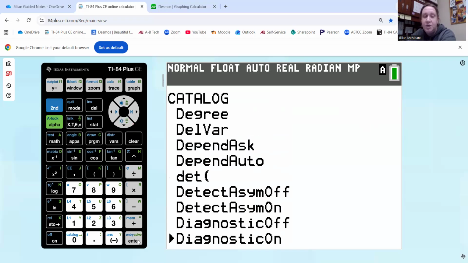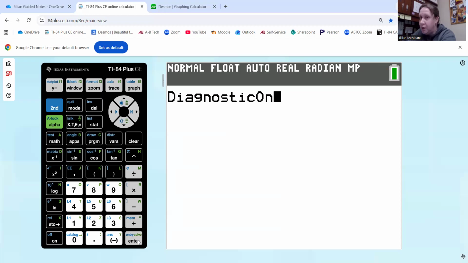All right, we hit enter, and it's basically asking, are you sure you want me to turn the diagnostic on? Hit enter to say yes, and then it should say done. This is it. You do it one time. You don't have to do it again unless you clear the memory on your calculator. Okay, so now we're done.